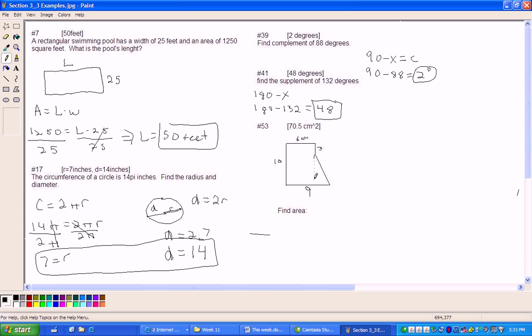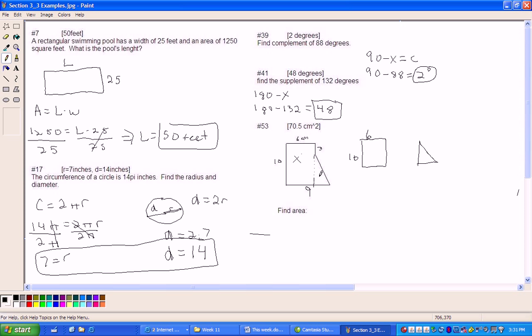So I'm going to pull my rectangle out. And this is what this part looks like. So we know the top of this is 6 centimeters. And we know the side is 10. Then I'm going to put my second guy out. And that's this triangle right here. Just labeling them X and O.